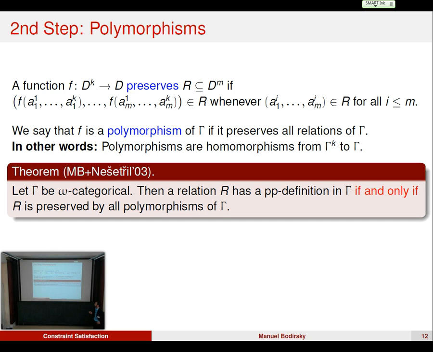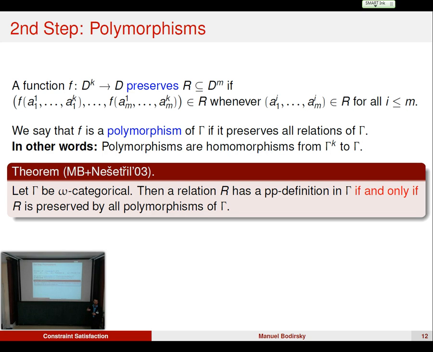And what is the link to primitive positive definability? If gamma is omega categorical, finite or countably infinite, then a relation R has a primitive positive definition in gamma if and only if it's preserved by all polymorphisms. One direction is simple: primitive positive formulas are preserved by polymorphisms. But the other direction is more difficult.